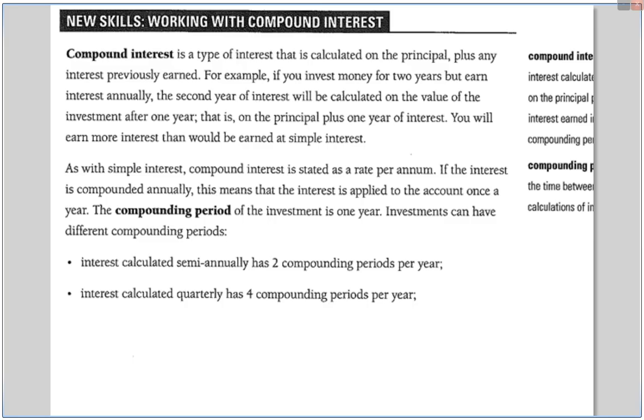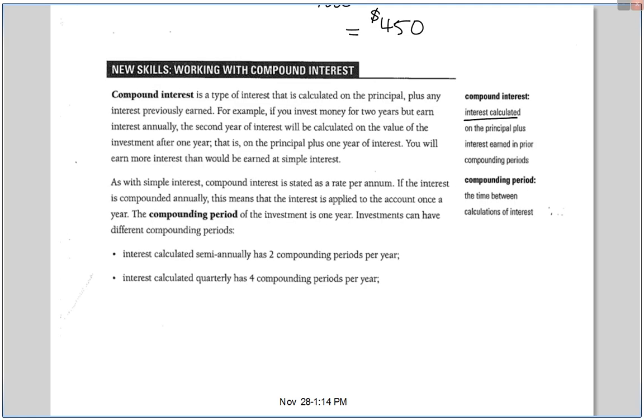Okay, so let's take a look. Compound interest is interest calculated on the principal plus interest earned in prior compounding periods. Okay. So this is like interest on interest on interest. So this is the good stuff.